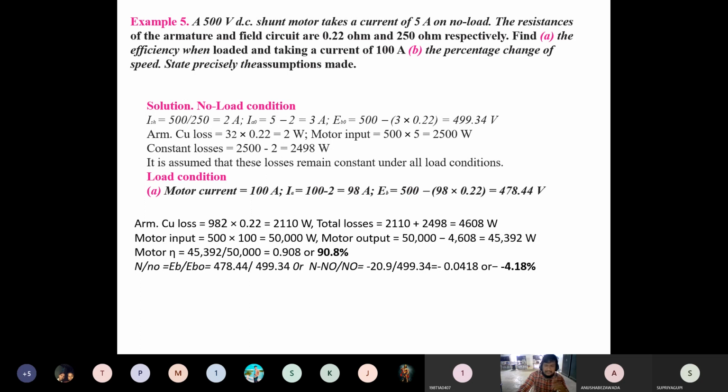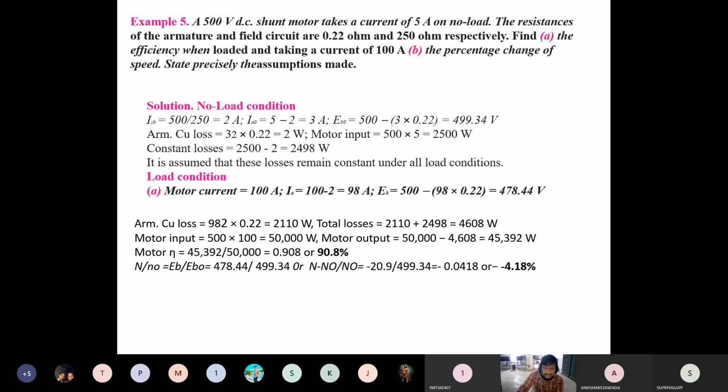But copper losses are different. That's why you have to find out the copper loss at loaded condition, that is Ia square Ra. Ia is 98 squared into Ra 0.22. So now total loss is nothing but copper losses plus constant losses. Copper loss at loaded condition, that is 2110, plus constant losses 2498.